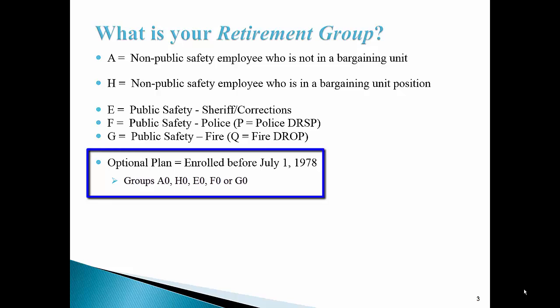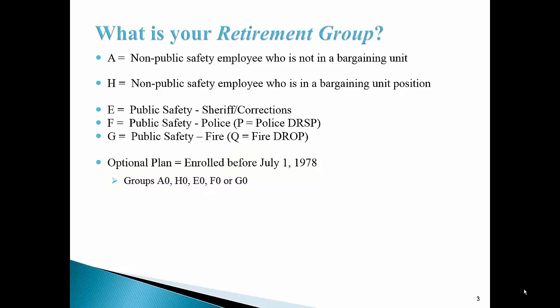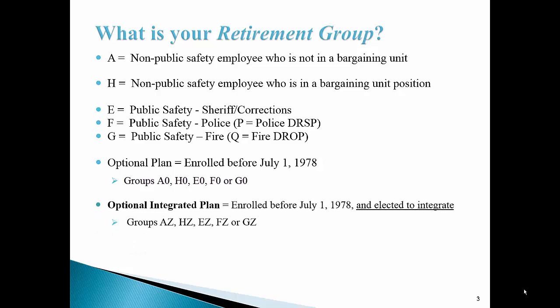If you enrolled prior to July 1st, 1978, you are a member of the optional plan. Your retirement code will consist of a letter and then the number 0. If you enrolled prior to July 1st, 1978 and elected to integrate, you are a member of the optional integrated plan. Your retirement code will consist of a letter and then the letter Z.